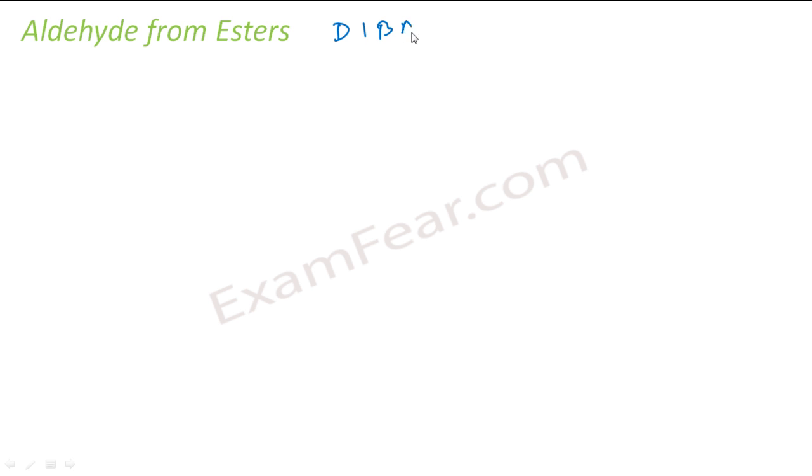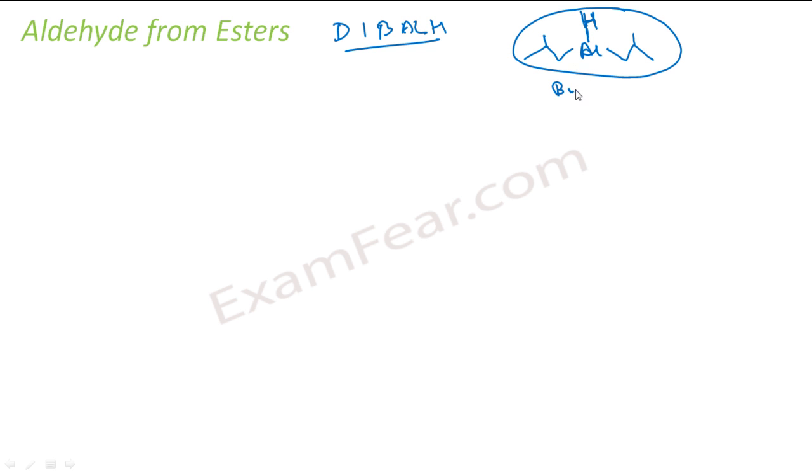Diisobutyl aluminum hydride. This is how we call it, and let me draw the structure for this because we have been using it quite frequently. This is the structure of diisobutyl aluminum hydride. This is 2 isobutyl, 1 aluminum and 1 hydride. This is a bulky reducing agent. It's not a strong reducing agent, it's actually a weak reducing agent. So if we use lithium aluminum hydride, LiAlH4, whatever aldehyde you get will be reduced to alcohol.